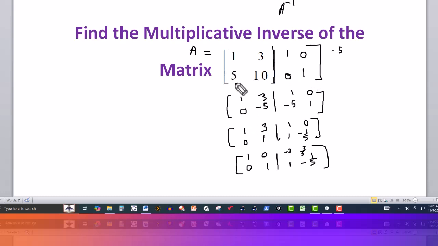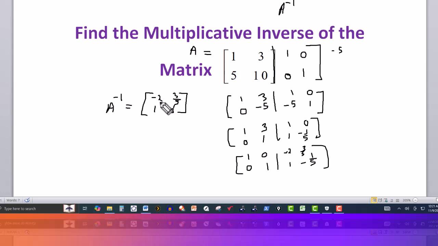So if you do this, and don't make any mistakes with the arithmetic, then once you have the identity matrix corresponding to the 2 by 2 on the left side, whatever's on the right side will be the inverse. So what do we have? We have a -2, a 3/5, a 1, and a -1/5. This is your inverse. And again, just make sure you can read the writing here.